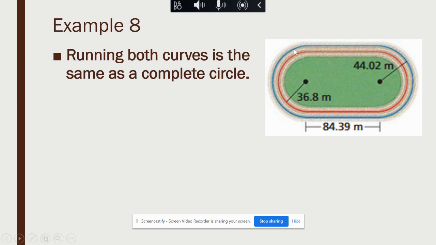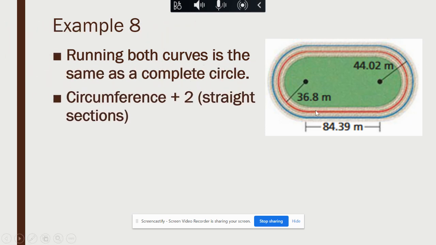So if I run this curve, it's 180 degrees. And if I run this curve, it's 180 degrees. So if I run both curves, which I would do in one lap, I'm running one complete circle, right? And then I'm also running both straight sides. So I'm running 2 straight sides here. All right, so I have one circumference because of the one circle, both of these semicircles put together, plus 2 straights.